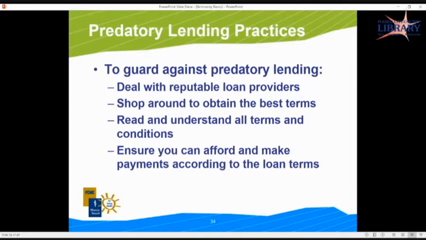Many times I have seen where a lender will just slide the papers across the desk and say, "Hey, just go ahead and sign right here." Never ever do that. You need to make sure that you understand what you're signing. So read and understand the conditions and the terms. And again, make sure that you can afford to make those payments according to the loan terms that that lender has given you.